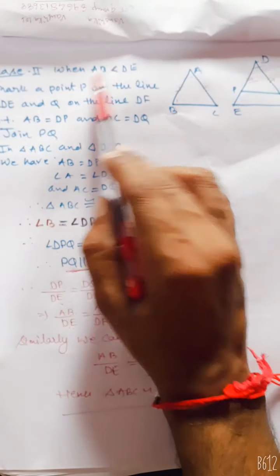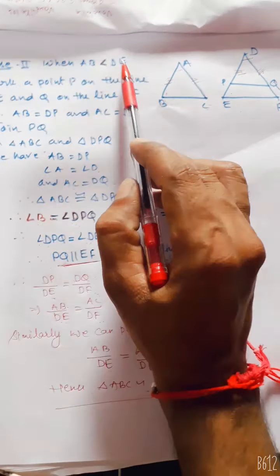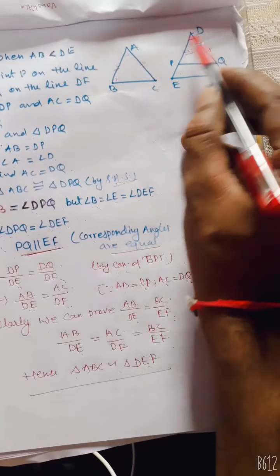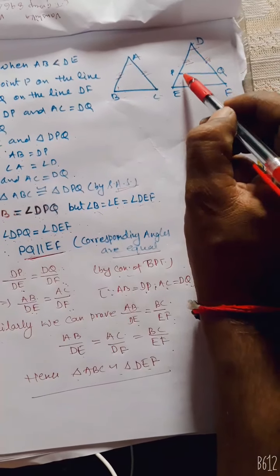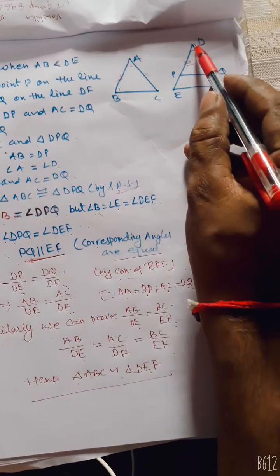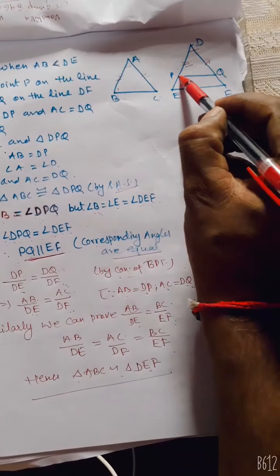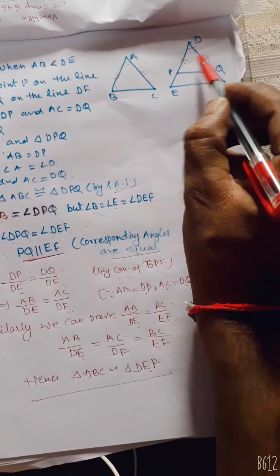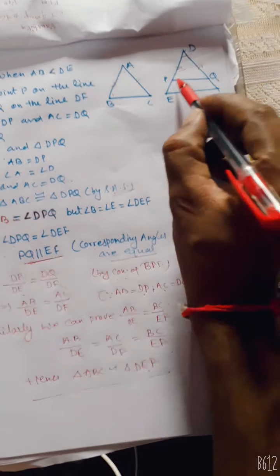Now case second, when AB is less than DE. Once AB is less than DE, we require some construction. Mark a point P on the line DE and Q on the line DF such that AB equals DP and AC equals DQ, join PQ. So ABC and DEF, and we assume that AB is less than DE. So we are going to assume that on DE there is a point P and on DF there is a point Q such that AB equals DP and AC equals DQ, and join PQ.